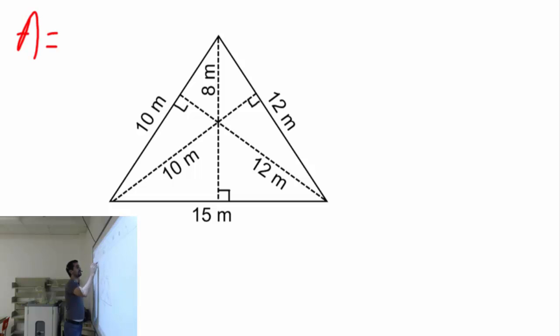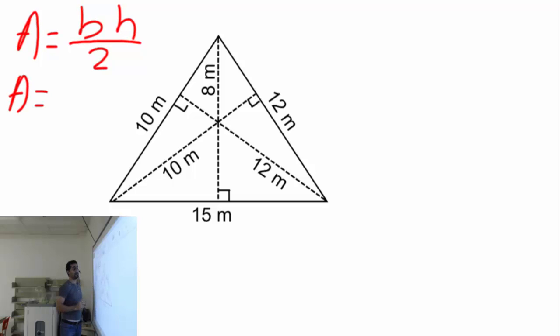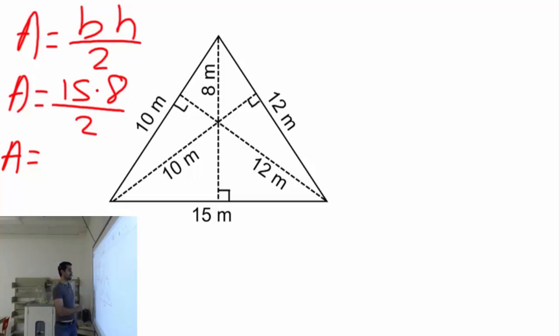Area equals B times H divided by 2. I'm going to use this as the base, which is 15. 15 times height, that is the one with the 90 degree. Pay attention to that, which is over here, 8. Divided by 2, that would give me 4 times 15, 60 meter square. So that's one way to do it.